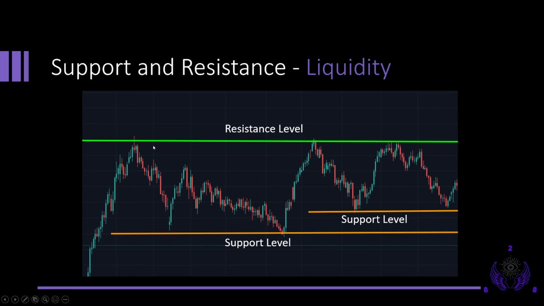Again, here resistance, one touch, two touch, three touch. Okay, no, this is liquidity. Price will take this out. Okay, again, take this out, take this out. Boom, that's how the market really moves.